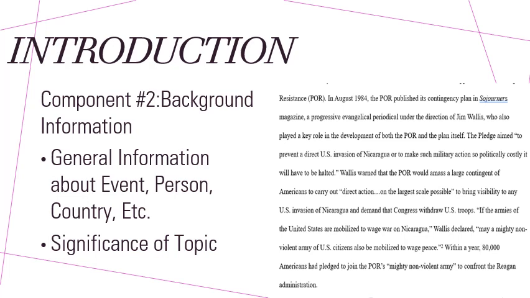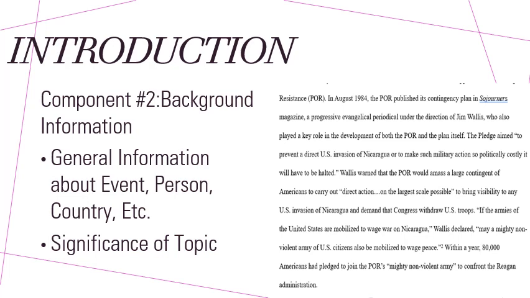And again, to point to my own work as an example here on the right, as you can see, what I do now in this portion of the introduction is I begin to talk about the Pledge of Resistance, POR. And as you can see, I write, "In August 1984, the POR published its contingency plan in Sojourners magazine, a progressive evangelical periodical under the direction of Jim Wallace, who also played a key role in the development of both the POR and the plan itself."